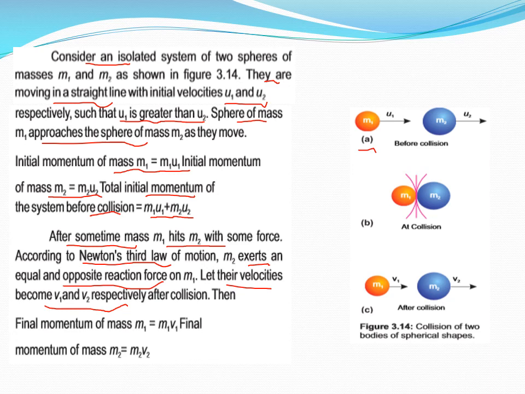Then the final momentum of mass m1 is m1 v1 and the final momentum of mass m2 is m2 v2, as shown by this C part of figure 3.14. Okay, dear students? So A part highlights the condition before collision, and this B part is the moment when these two bodies are about to collide. After collision their masses remain the same but their velocities do change, and it is highlighted by this C part.